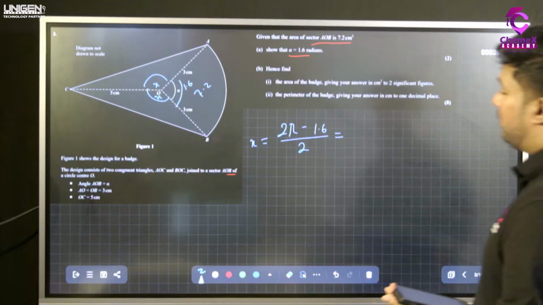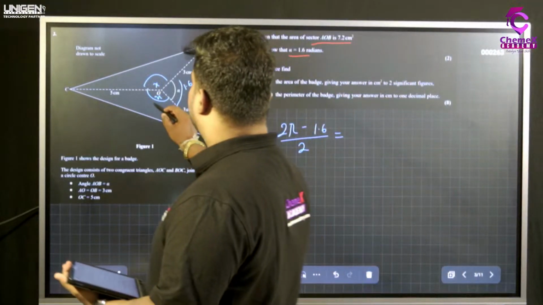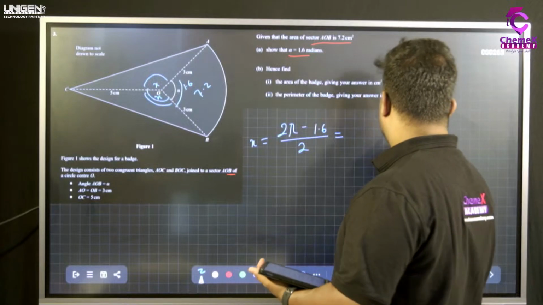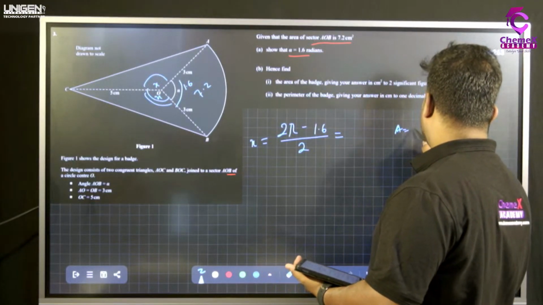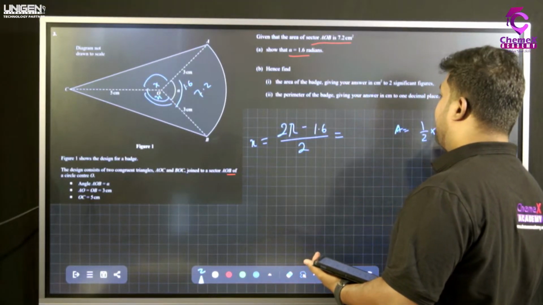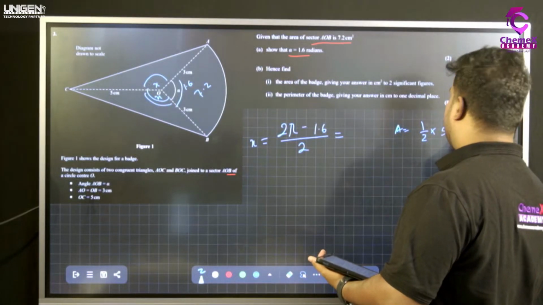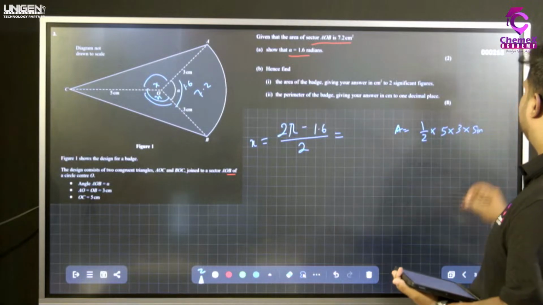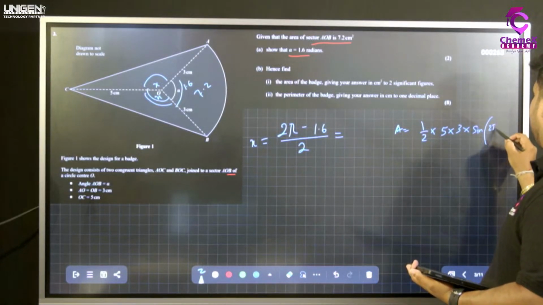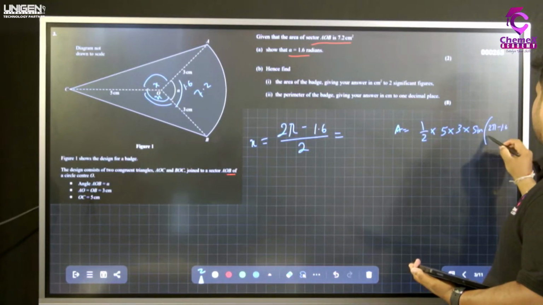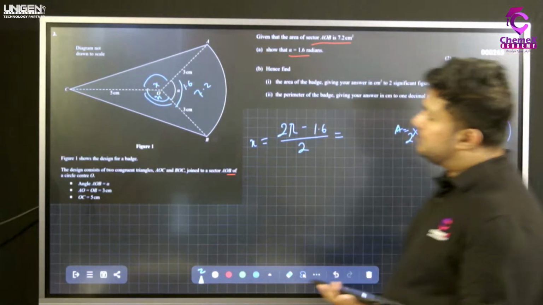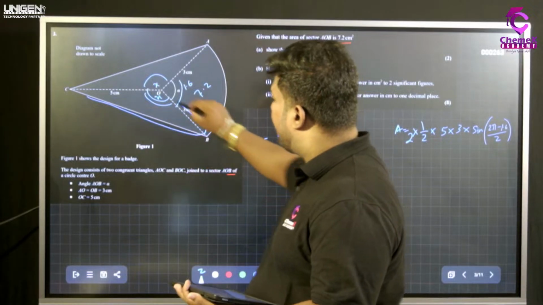Area. So how do you find the area of this triangle? Half AB sine C, right? So the area of the triangle is equal to half into A into B, which is 5 into 3 into sine of (2 pi minus 1.6) divided by 2. But you need to multiply this by 2. Why? Because you have two triangles like that.